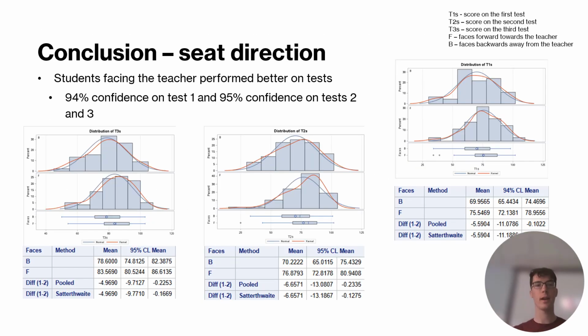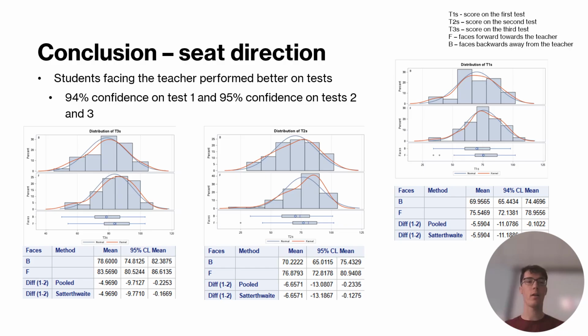This is the data that correlates each of the 3 test scores with which direction they were facing. For test 1, we can be 94% confident that those facing away performed worse than those who were facing towards the teacher, as shown by the 94% confidence interval not capturing 0. For the other 2 tests, we can be over 95% confident in this assertion, because the 95% confidence interval, as shown in the table, does not capture 0.